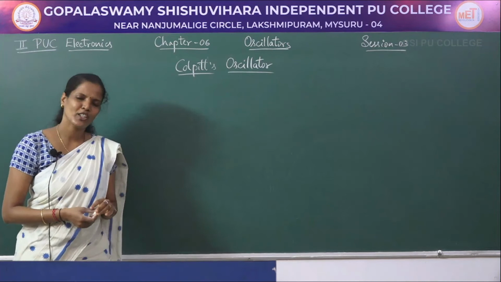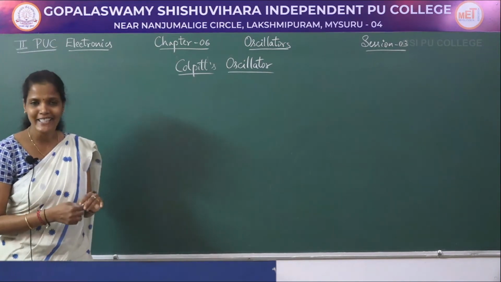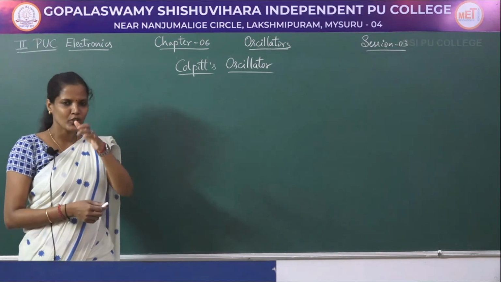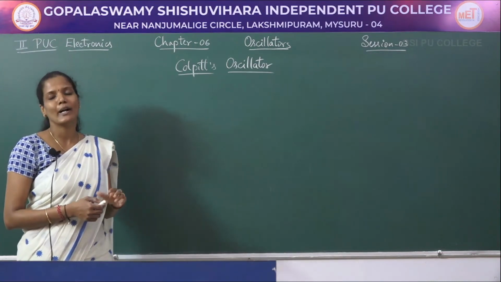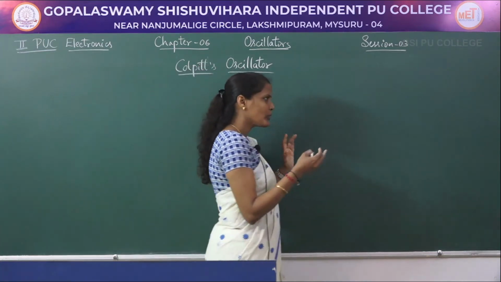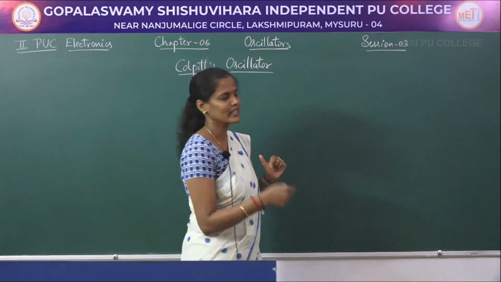So this Colpitts oscillator is one of the types of LC oscillator in which the capacitor is used in order to give the feedback to the amplifier circuit. So the circuit for this again contains two parts. One is the amplifier, the other one is a tank circuit.